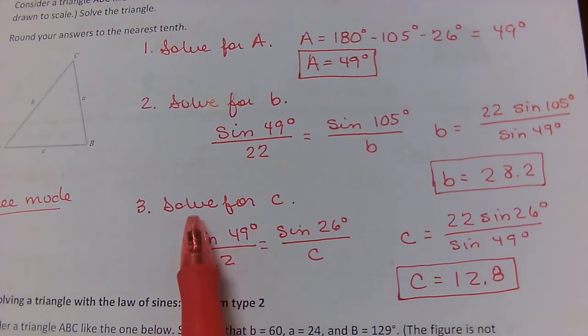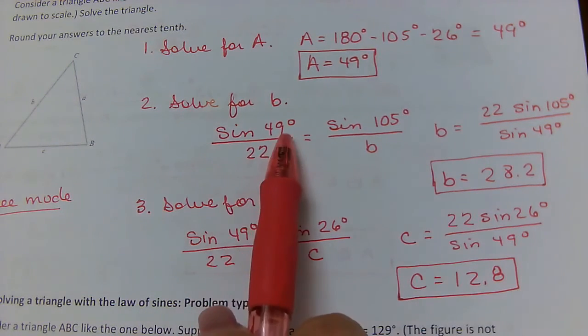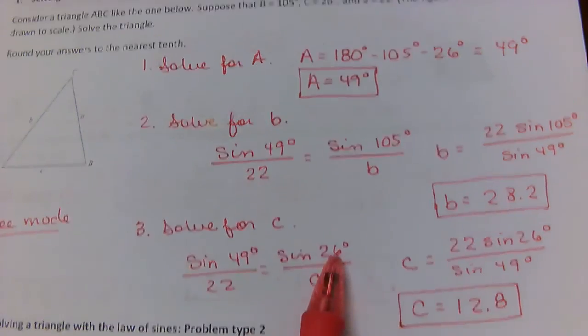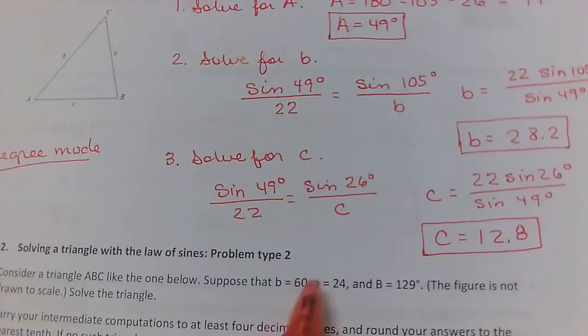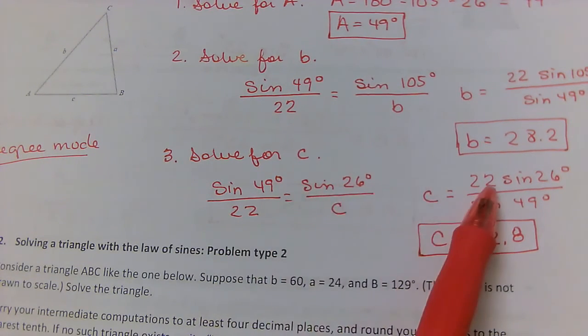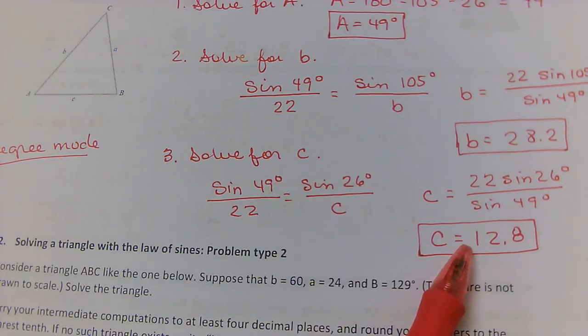Make sure you're in degree mode, and then you should get 28.2. Okay? Then we can solve for c by using the exact same ratio that we used earlier, which is sine of 49 divided by 22, equal that to sine of 26, the angle C, divided by little c. Bat and ball, 22 sine of 26 divided by sine of 49, and you should get 12.8.